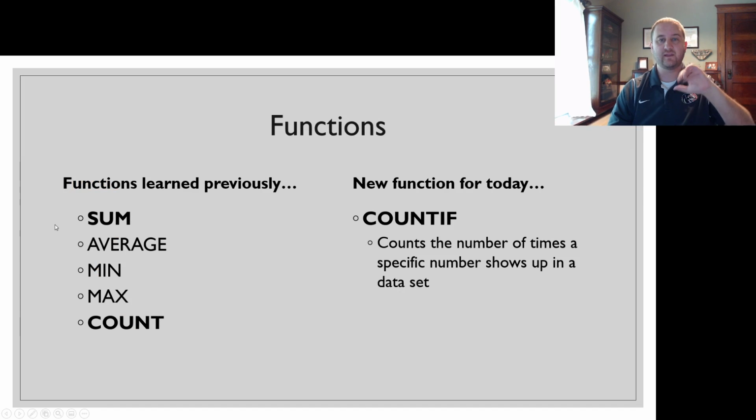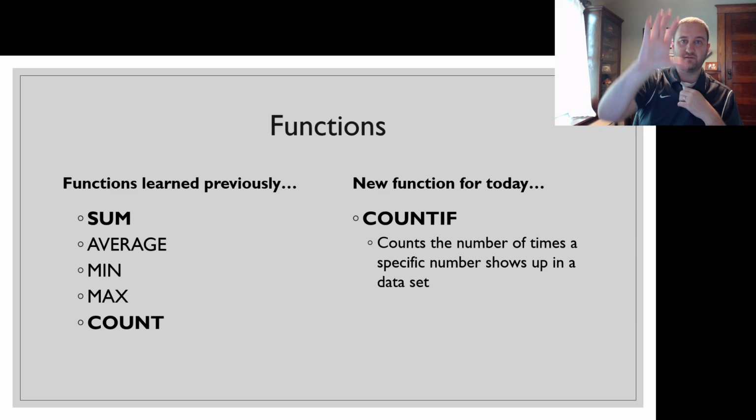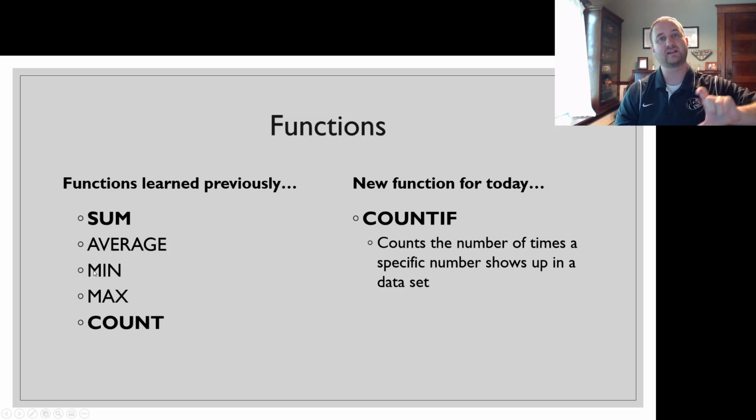Okay. And then the last thing I want to talk about before we get started are functions. We've previously learned about sum functions already, right? So we learned about the sum function, right? The sum function adds up a lot of numbers in a column above the sum. The average function takes the average then of those numbers. The min and max find the minimum and the maximum values of those numbers. And then the count function counts how many numbers there are in the data set.